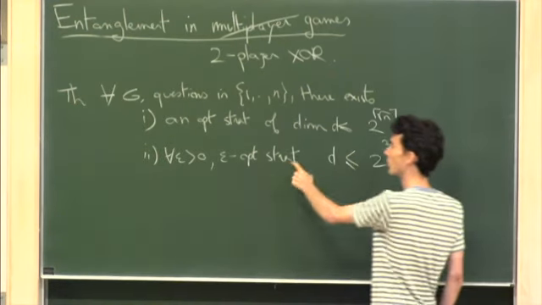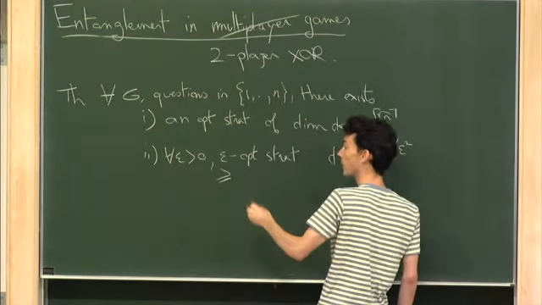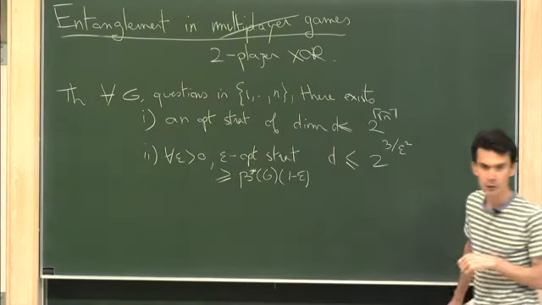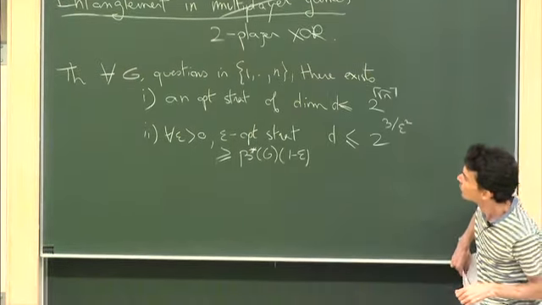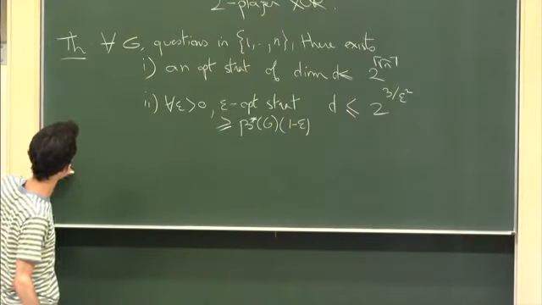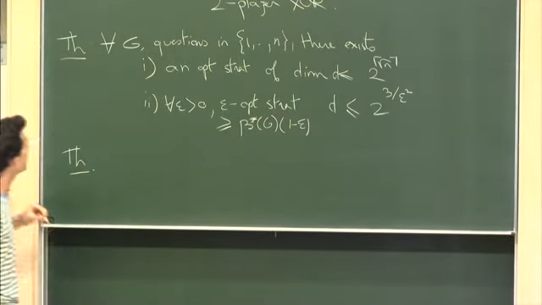Where epsilon optimal means that the success or the bias that you achieve is at least the optimal bias times 1 minus epsilon, right? And this was due to Regev. That's what we saw. So today I want to prove lower bounds. So let's look at things in the other direction. This is what we're going to see.